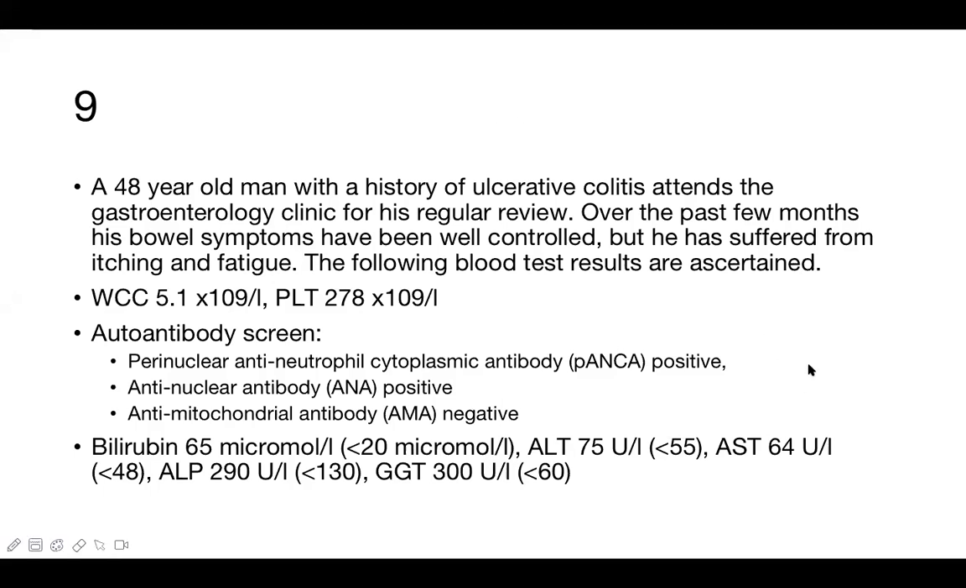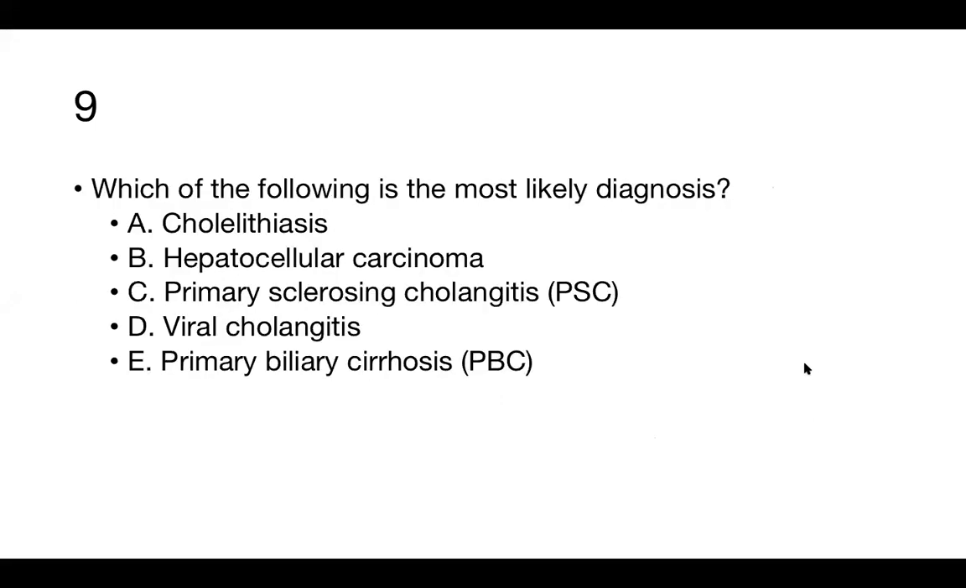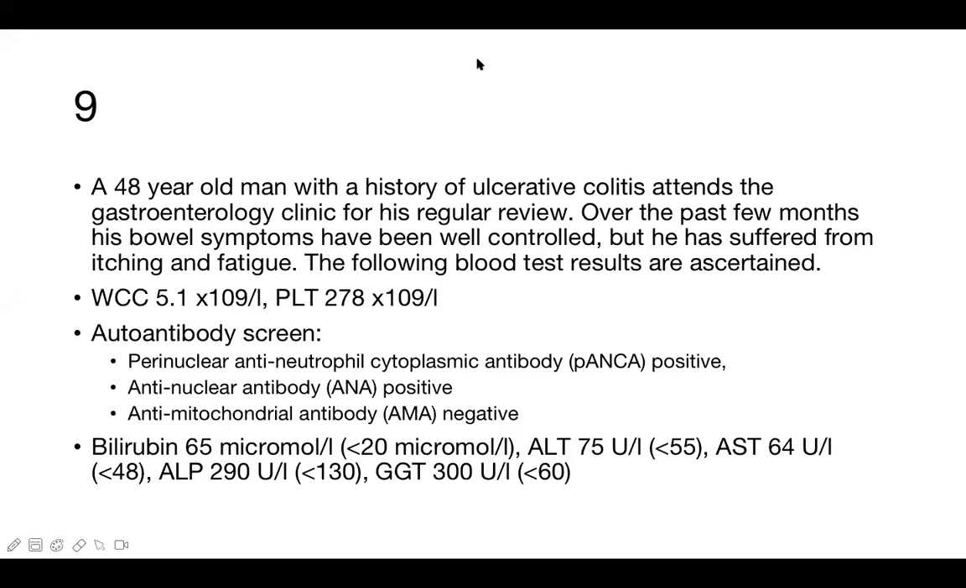See, this case is such a long one, but if you can pick certain clues, the diagnosis will be easy. I have not even shown the options and they have already diagnosed it. Now, let's go to the options first and then I'll come back and explain this. Which of the following is the most likely diagnosis? They have asked cholelithiasis, hepatocellular carcinoma, primary sclerosing cholangitis, viral cholangitis, and primary biliary cirrhosis.